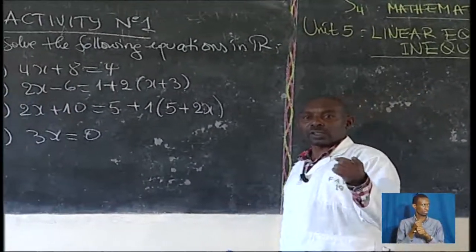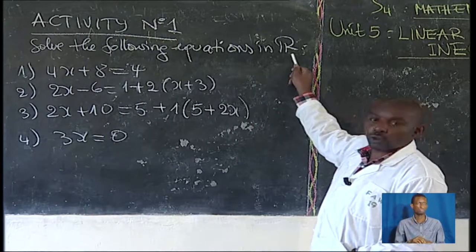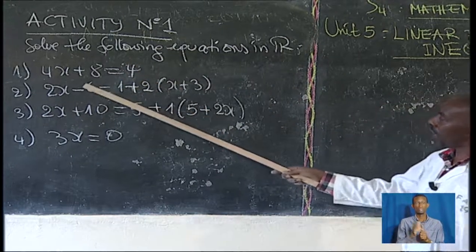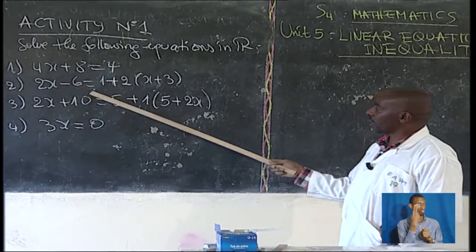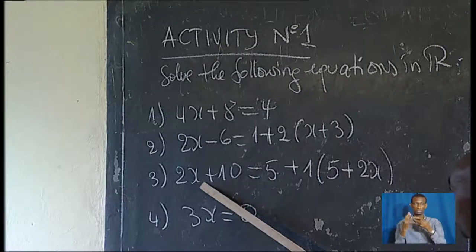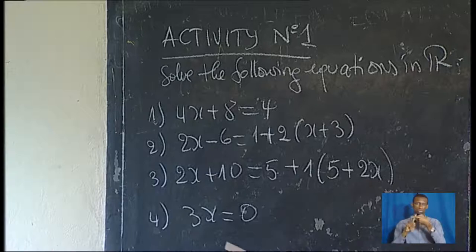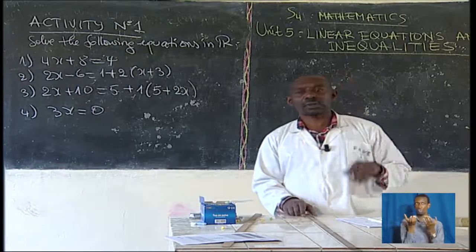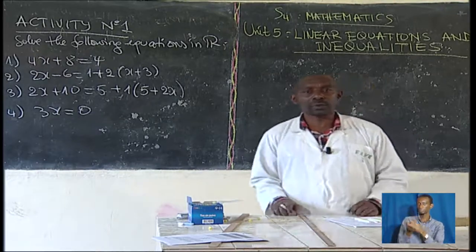Please get your exercise book and pen and solve these equations in the set of all real numbers. The first equation: 4x + 8 = 4. Number 2: 2x - 6 = 1 + 2(x + 3). Number 3: 2x + 10 = 5 + 1(5 + 2x). The last: 3x = 0. You have just a minute to finish this activity, then we make the correction on the chalkboard. Go on.